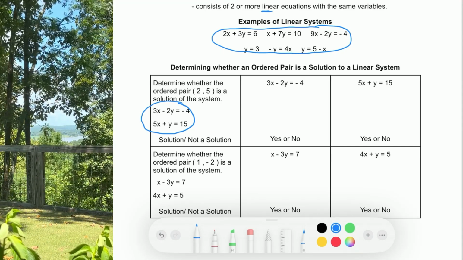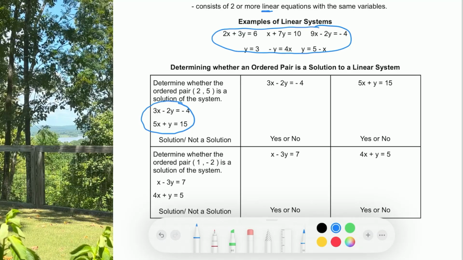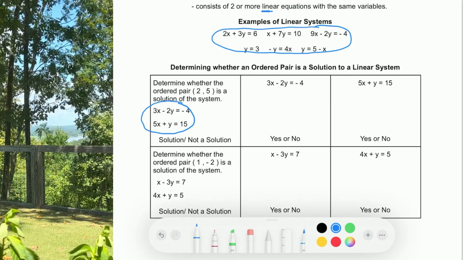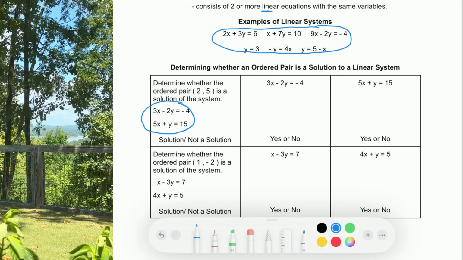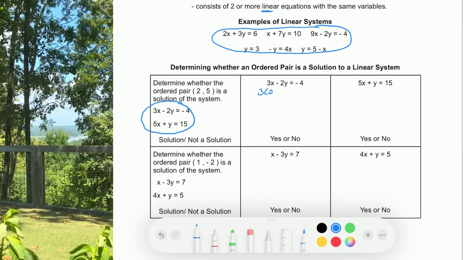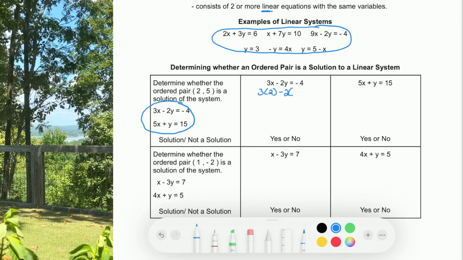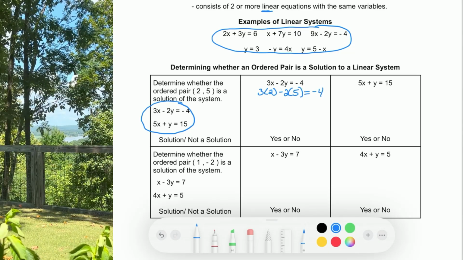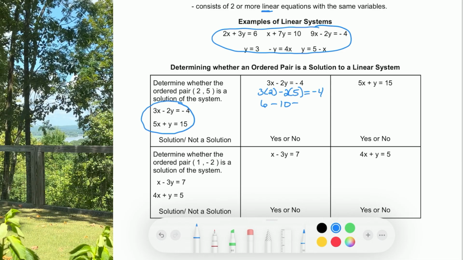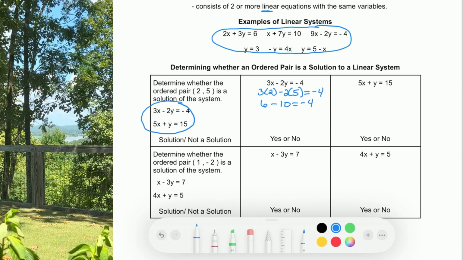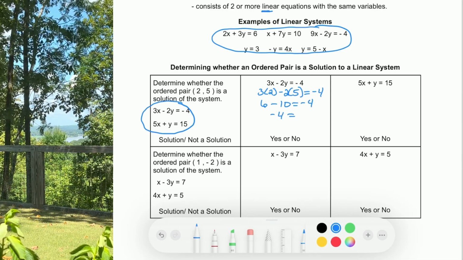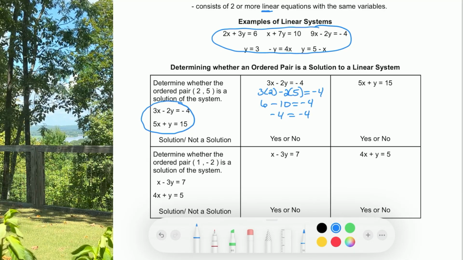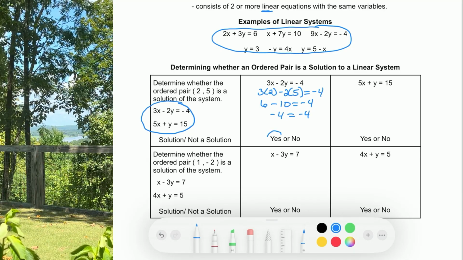So let's start with 3x minus 2y equals -4. We're going to plug in both the x and the y that they gave us, the 2 and the 5. So I'm going to say 3 times 2 minus 2 times 5 equals -4. We get 6 minus 10 equals -4. 6 minus 10 is -4. And our two sides match. So for now, it looks like it will be a solution to our system. So I'm going to circle yes.